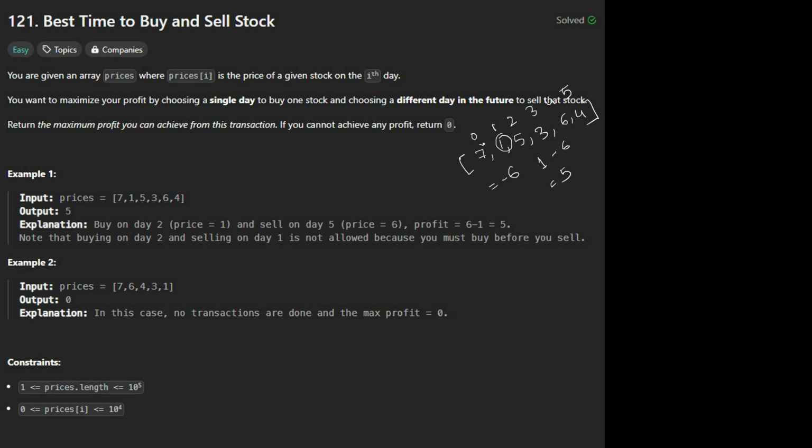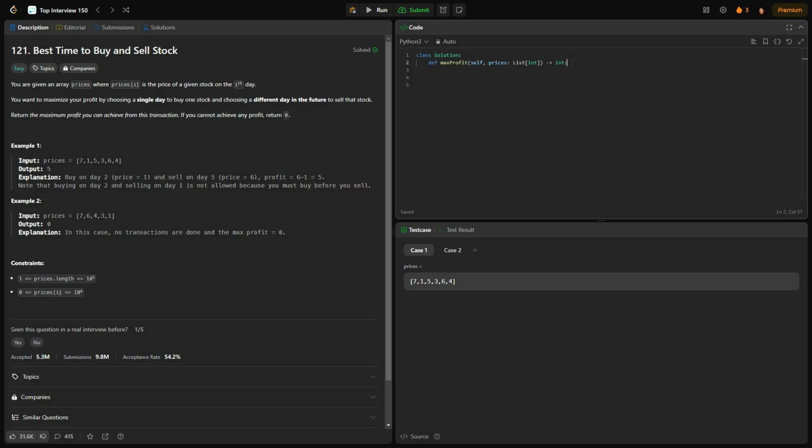Here you're able to understand that you have to look through this entire prices array, find on which day the price of the stock was lowest, and after that day make sure we look through till 6, where the price of the stock is highest, and then calculate what our total profit is going to be. So now let us move to the Python implementation.